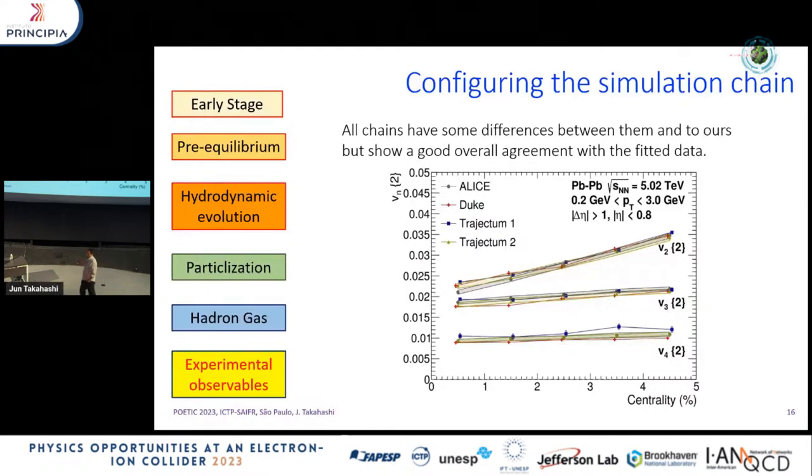This is a correlation parameter among the particles, azimuthal correlation. You can see in different colors here the results from our chain by using the parameters from the other groups, the Duke and the Dutch group. Trajectum is a Dutch group. You can see that it all agrees very well with the experimental data that is here, the other data that is in gray here. So our chain works. We tested it. It gives the same results as the other chains, right?